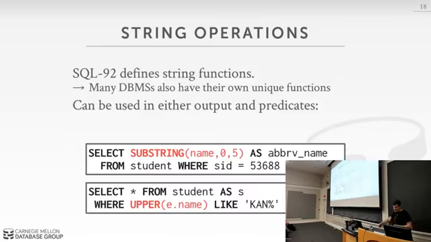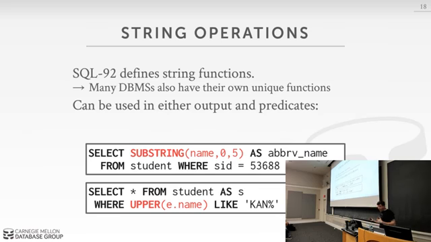The SQL standard also defines a bunch of string functions. There are again the standard things you would expect, like substring, upper, lower, trim. These are all part of the SQL-92 standard, and most systems will have them. But of course, there's going to be a bunch of other stuff that is proprietary in each different database system.